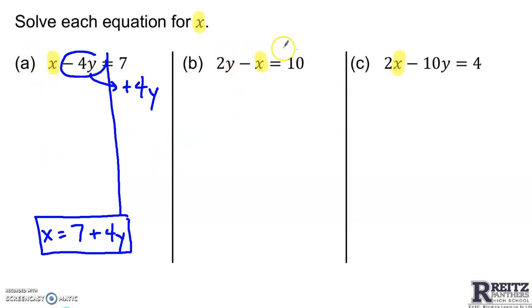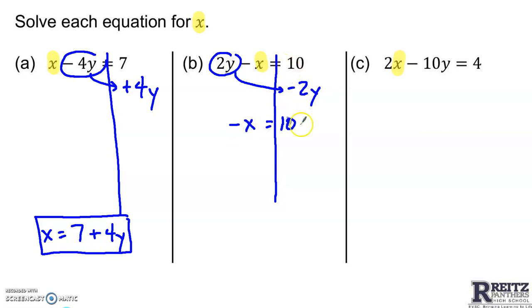B is more involved. In fact, it's probably the most involved of the three. To get x by itself, the first thing I need to do is take my 2y term and move it to the other side and change its sign. Don't lose this negative here. Negative x equals 10 minus 2y.